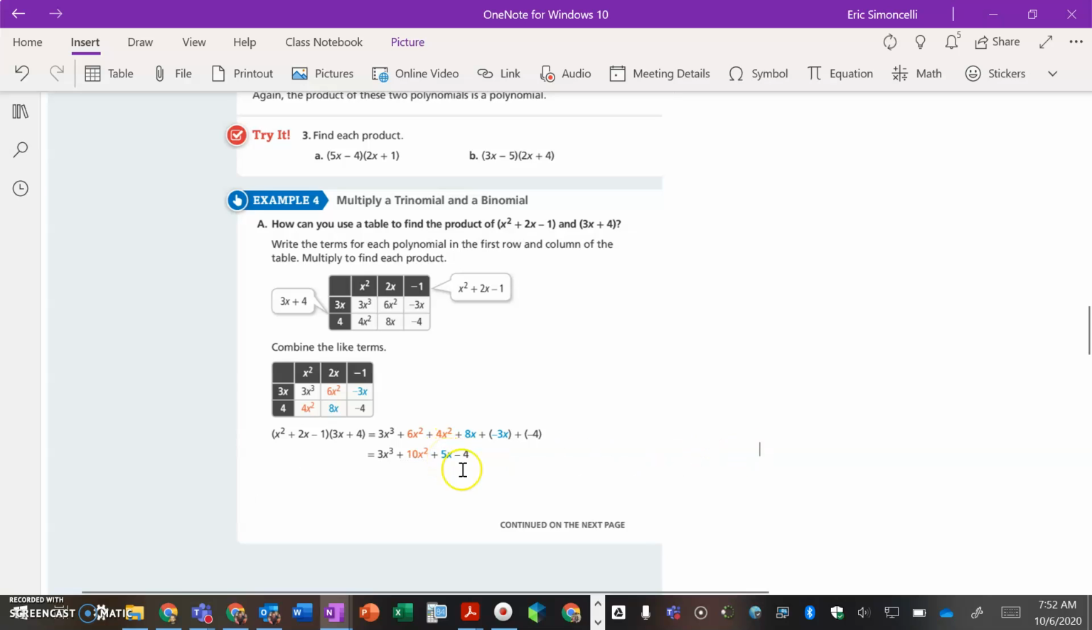So you can see here in the next step, 3x cubed plus 10x squared, adding 6 and 4, plus 5x minus 4. So x squared plus 2x minus 1 times 3x plus 4 is equal to this cubic polynomial when you multiply a trinomial and a binomial. The result is 6 individual products. Using a table is one method you can use to help organize these products. Again, this table approach is very nice to see how the terms are multiplied but also combined when it's all said and done.